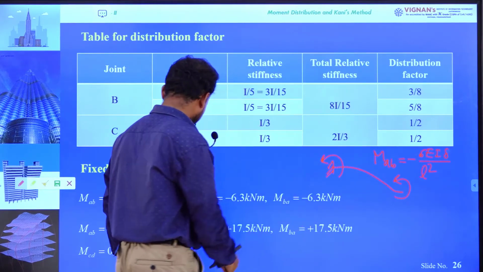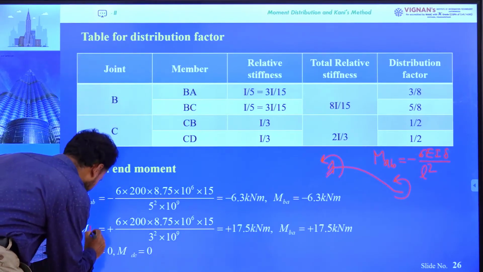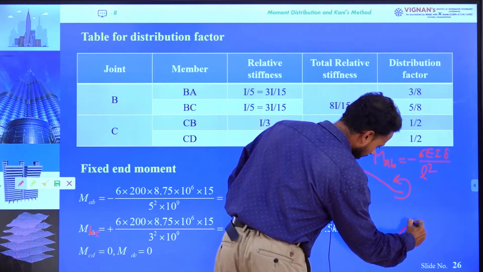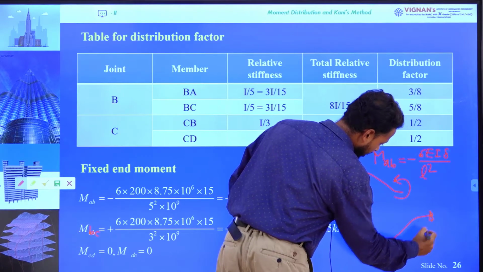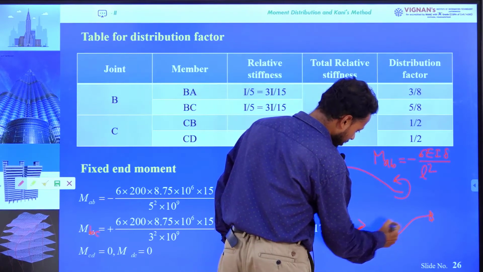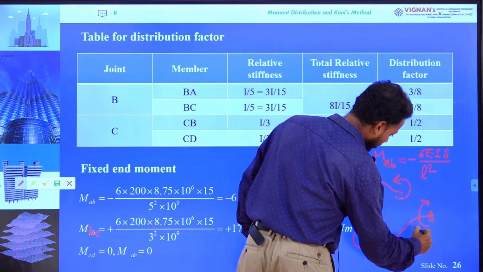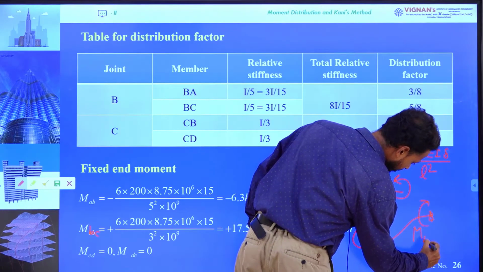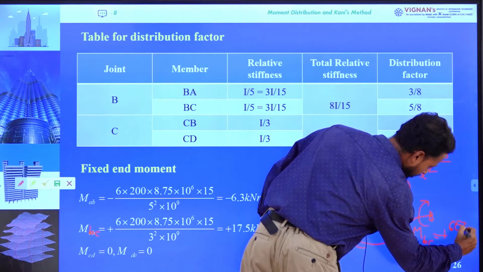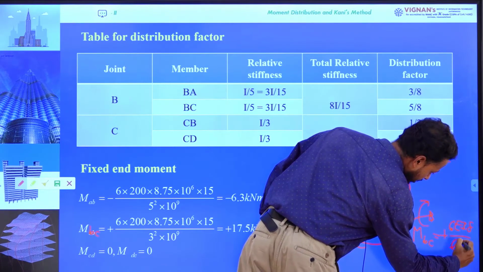And the second case is MBC, which will be opposite. The right support is at a higher level. If the right support is at a higher level, the beam will be subjected to clockwise moment, and this BC will equal positive 6 EI delta by L square.